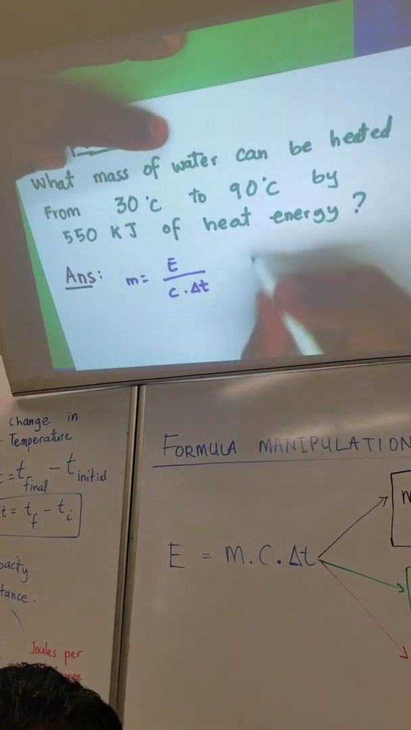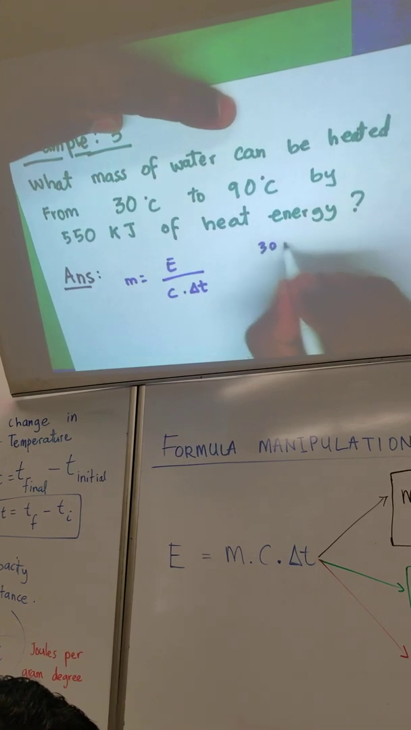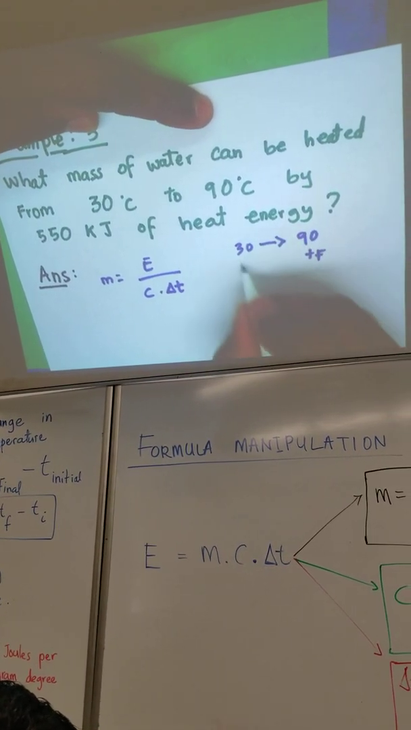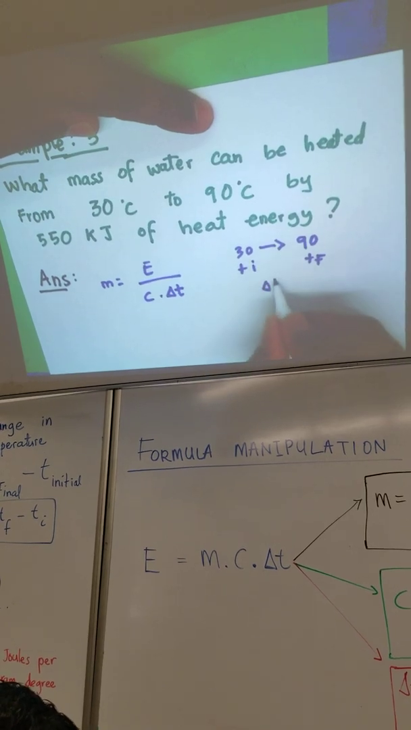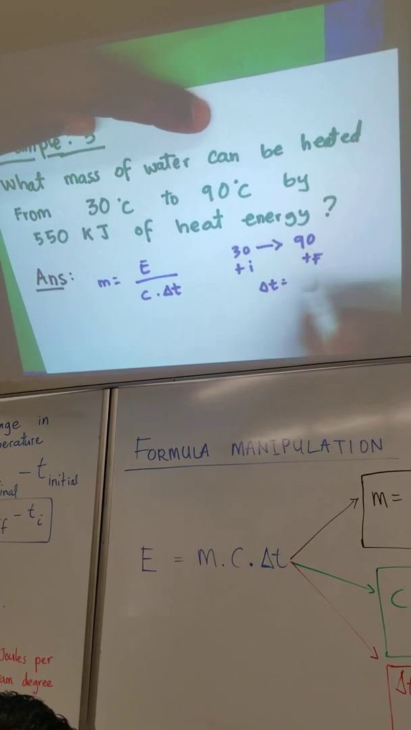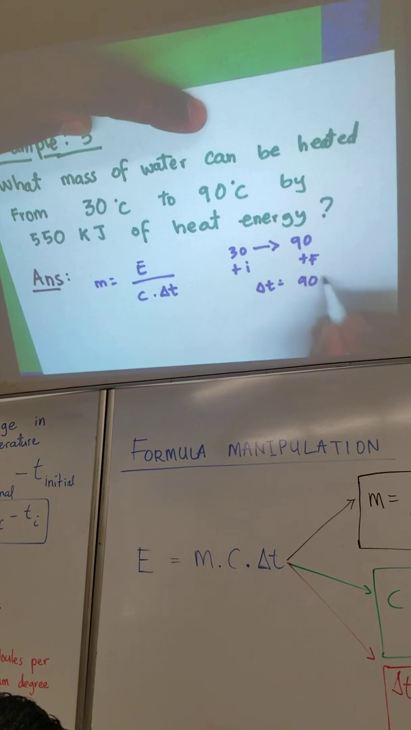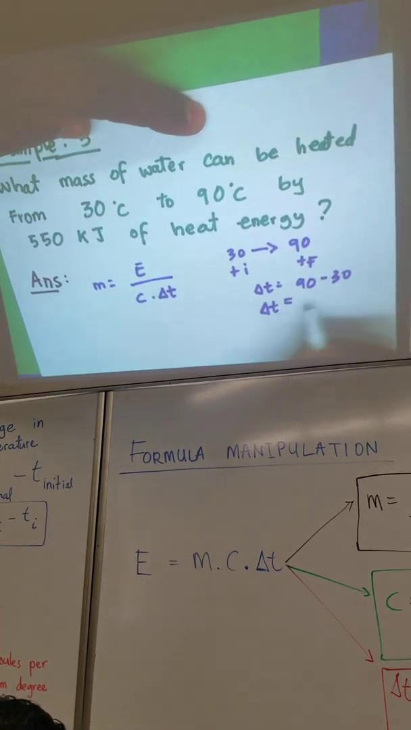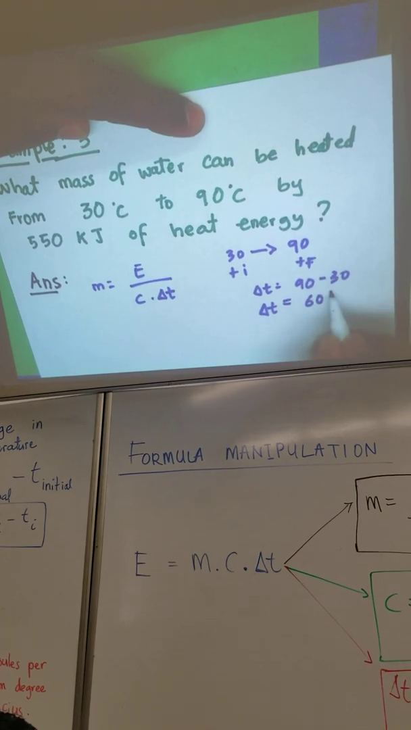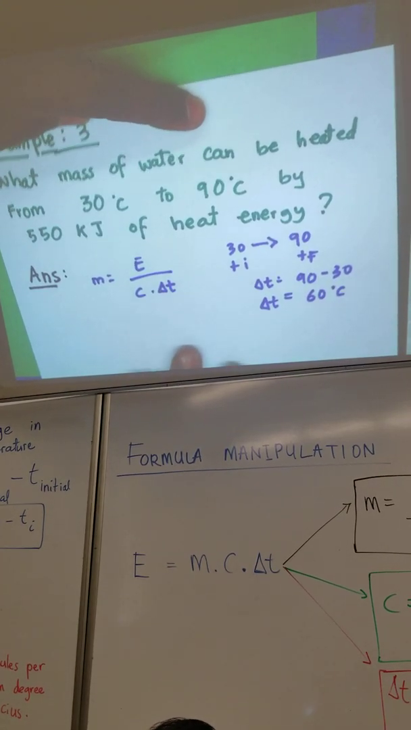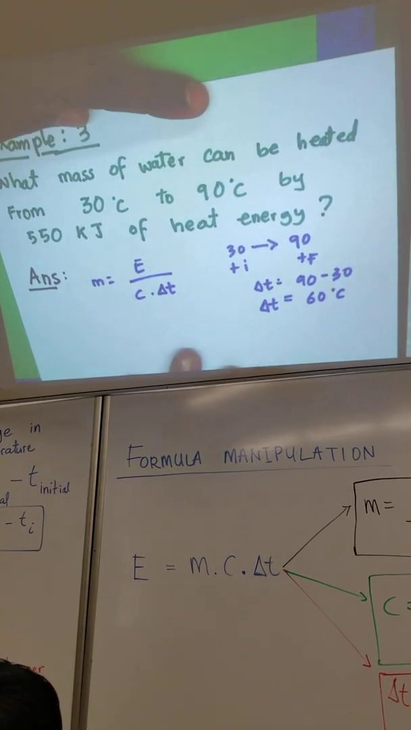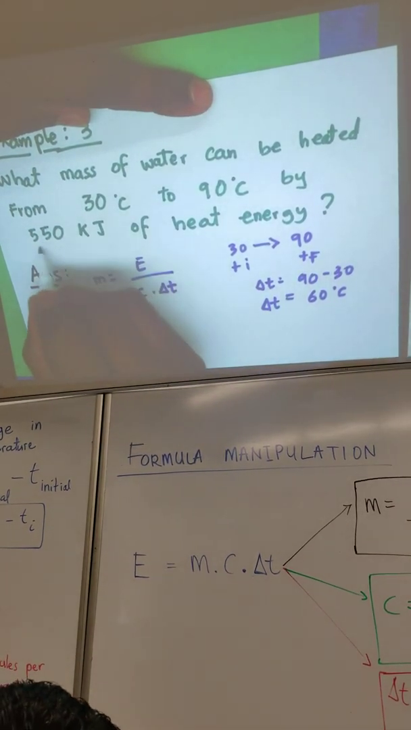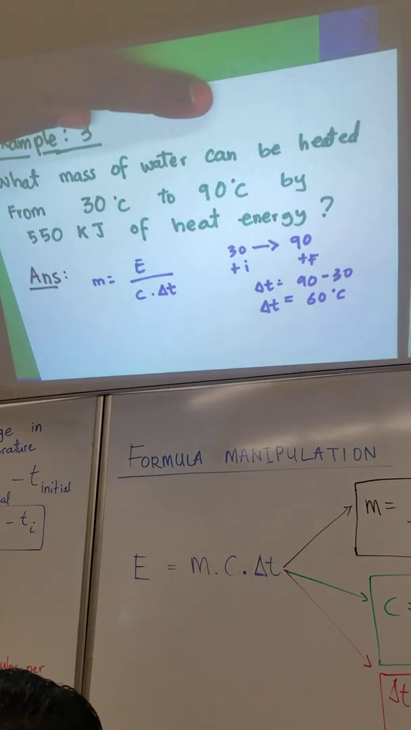So temperature change is very simple, 30 degrees going to 90 degrees. That's final, and this is temperature initial. Temperature change is final minus initial, that is 90 minus 30. Temperature change is 60 degrees Celsius, positive 60. It's heating up, so it is going to absorb heat energy. So it is 550 kilojoules.